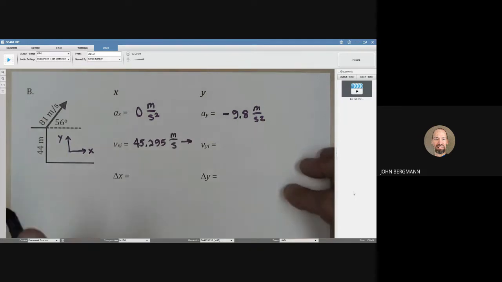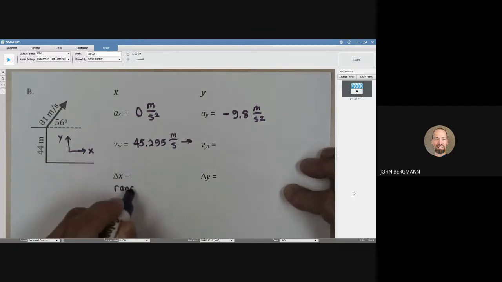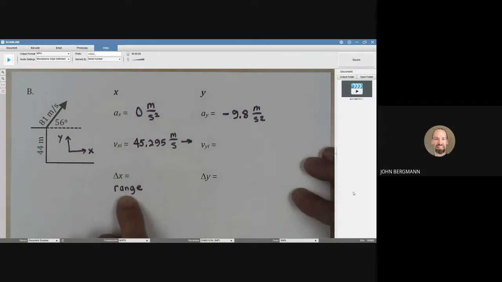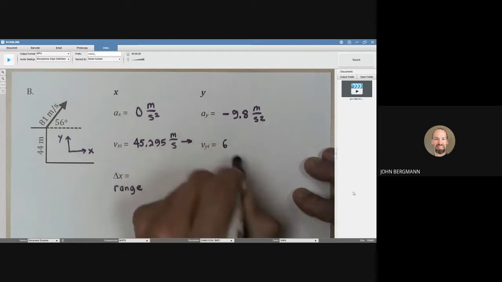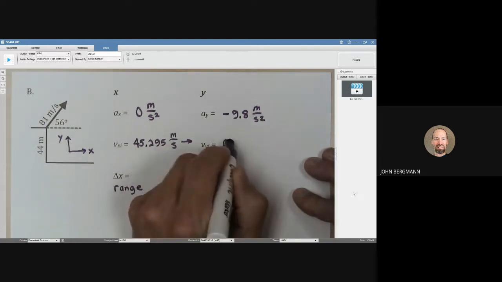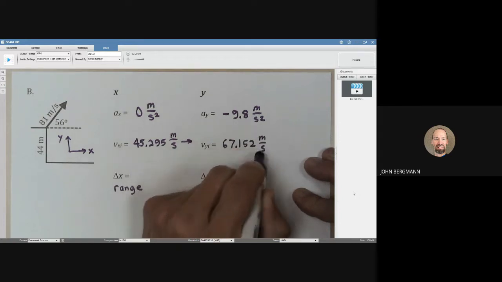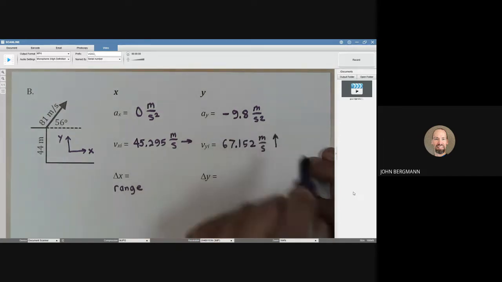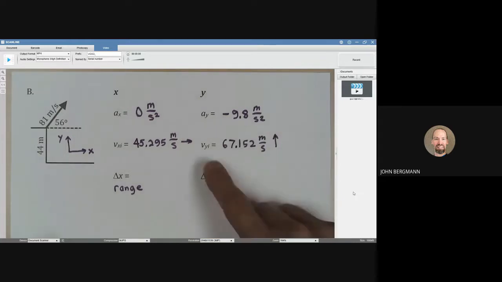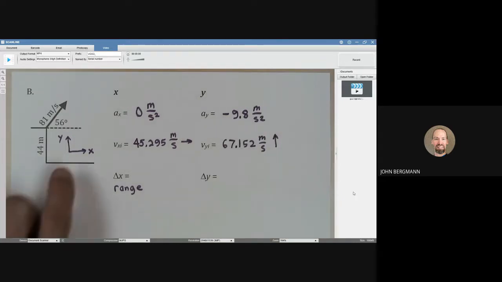I'm leaving a few extra significant figures in there because I don't want to round too early. Our main goal is to find delta x, which is the range. How far horizontally away will this thing land? That's what we're after. So I'm going to do 2 significant figures for that answer, but I'm going to keep some extra ones in there for these others. Vy initial, I got to be 67.152 meters per second.